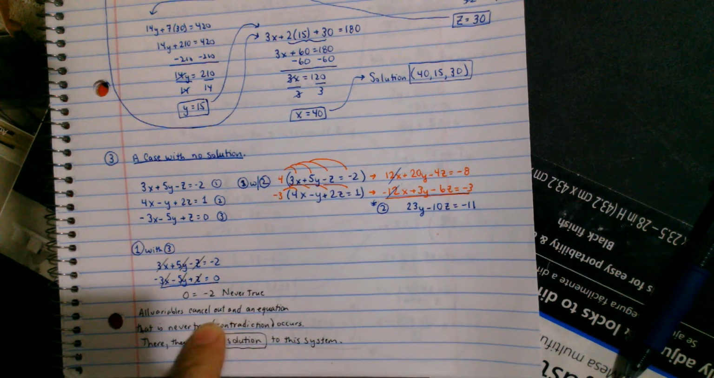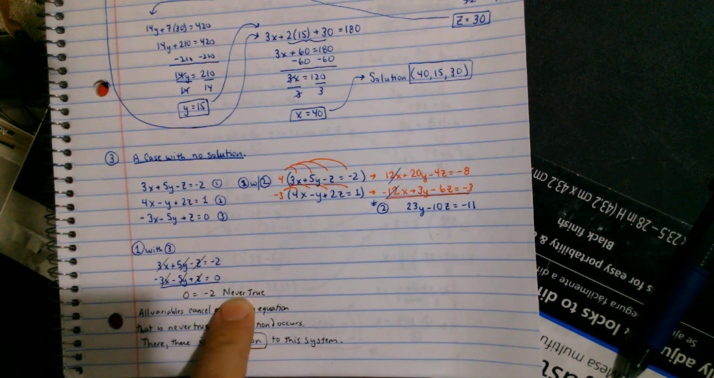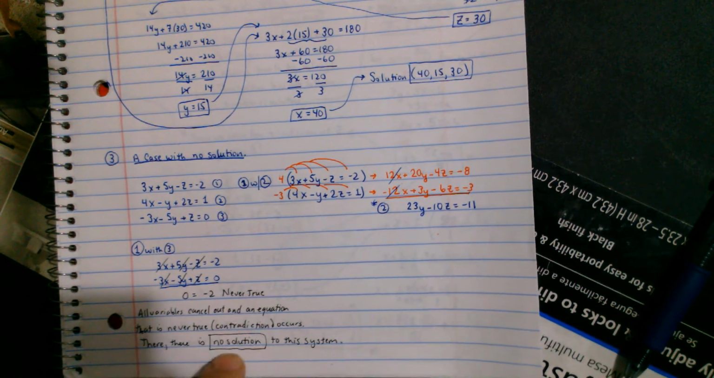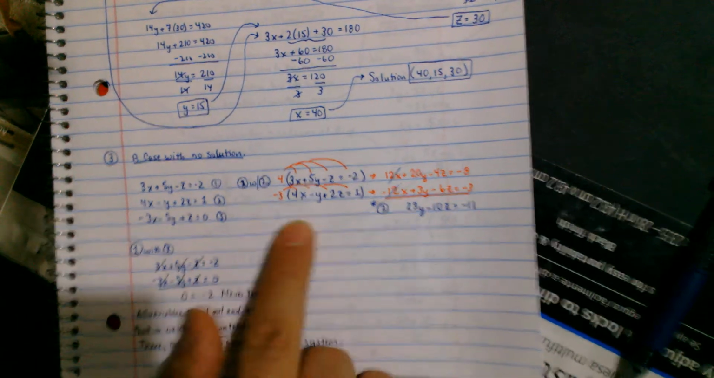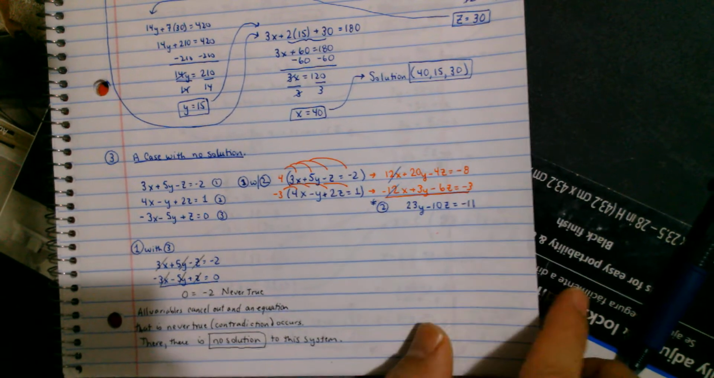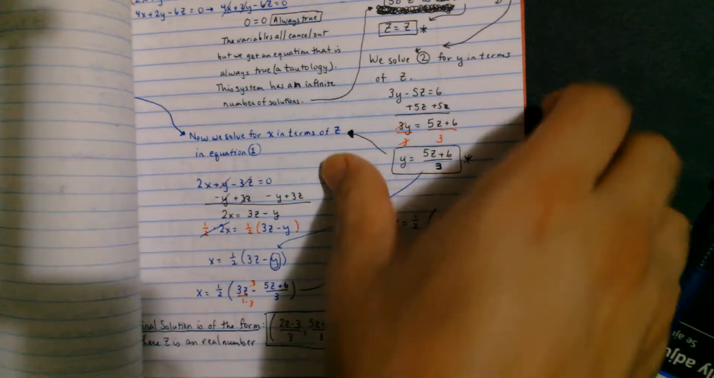So whenever all the variables cancel and the right-hand side doesn't cancel, and you get something that's never true, this system has no answer. So there's no plugging back because everything canceled out. The variables all cancel out.